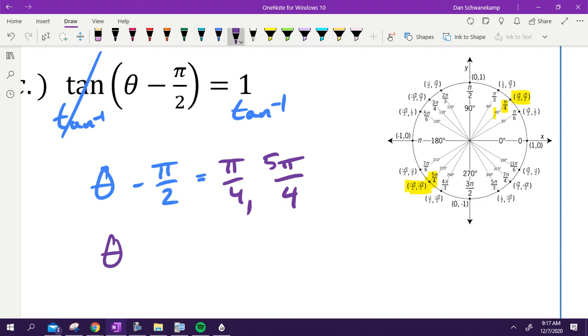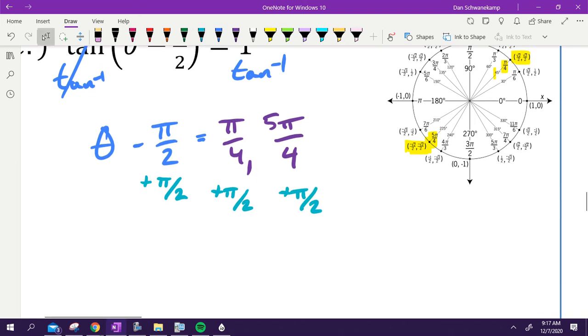But what do I need to do with those answers? Add pi over 2. I am taking these 2 answers and I need to add pi over 2. Now, you might not like this, but you can do it. Okay, I'm adding pi over 2. So if you have to, write it out.